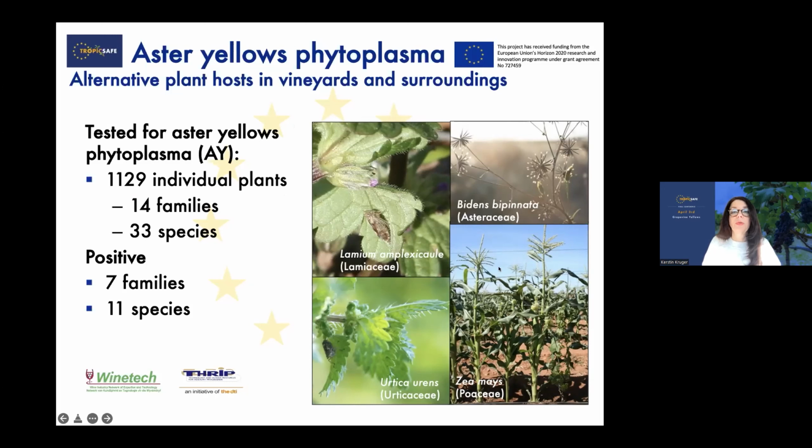So we found positive plants within the Asteraceae. This is the blackjack, Bidens bipinnata, a very common weed in South Africa, but also on urtica, on nettle, and also, as I mentioned before, on grasses. And here you can see maize, which also tested positive for Aster yellows, interplanted in young grapevine blocks with grapevine. So you see a small grapevine plant here.